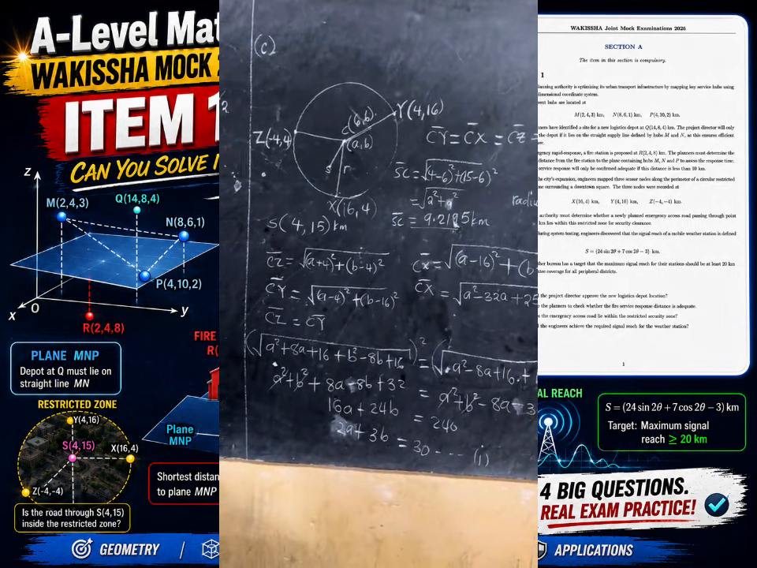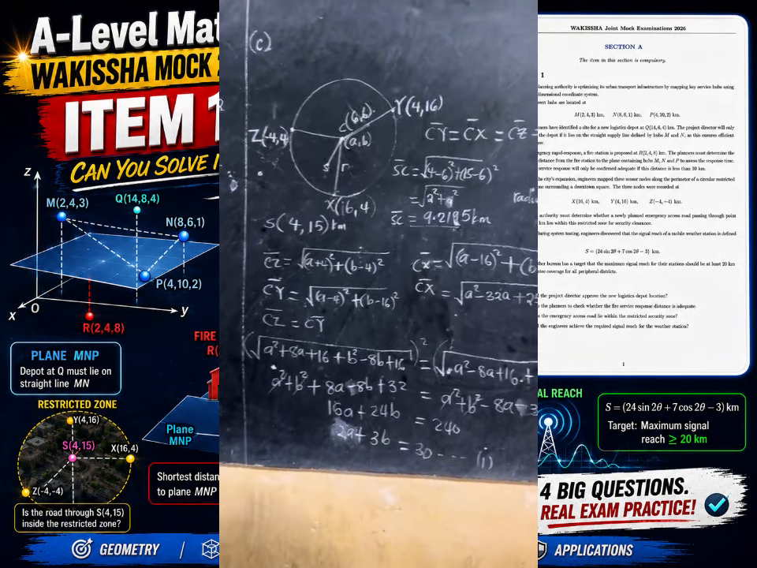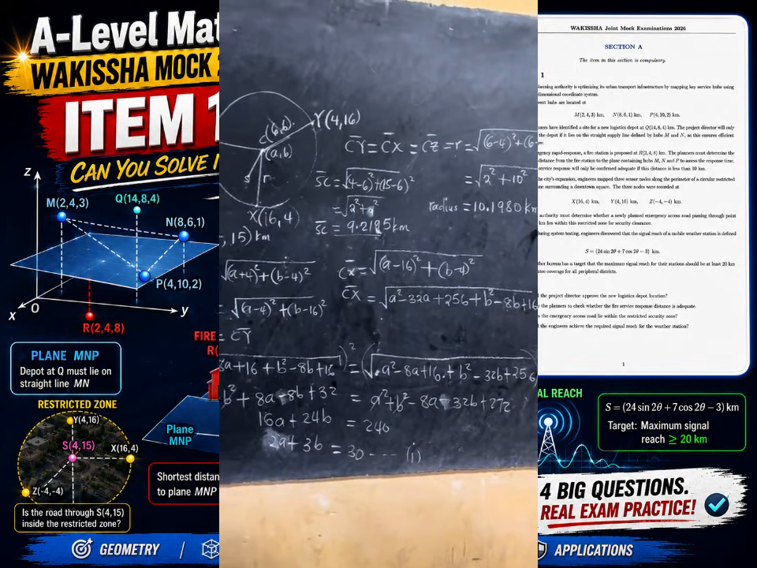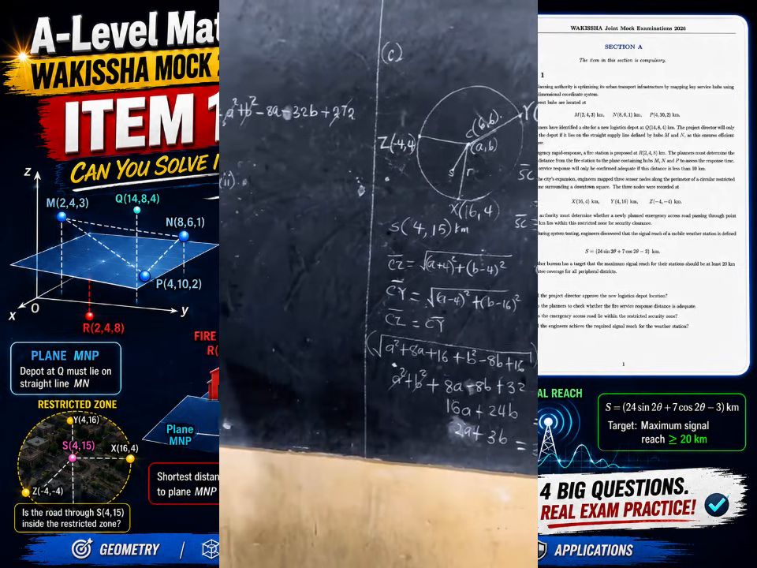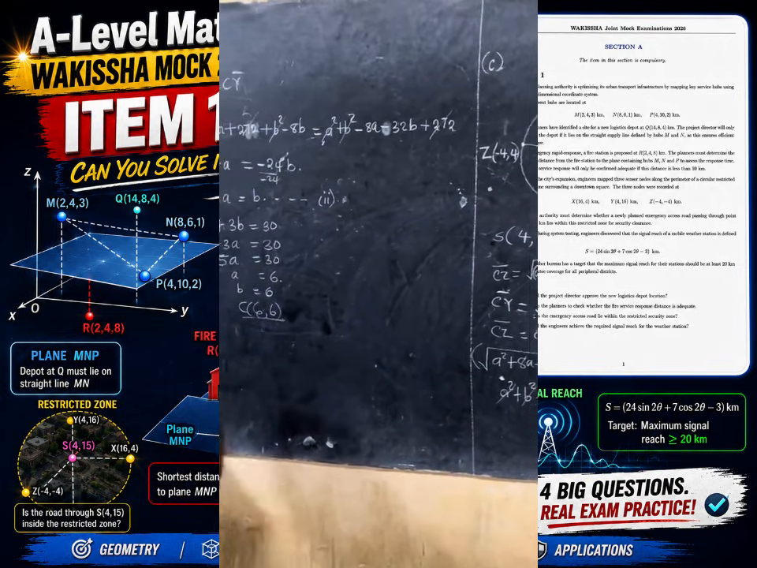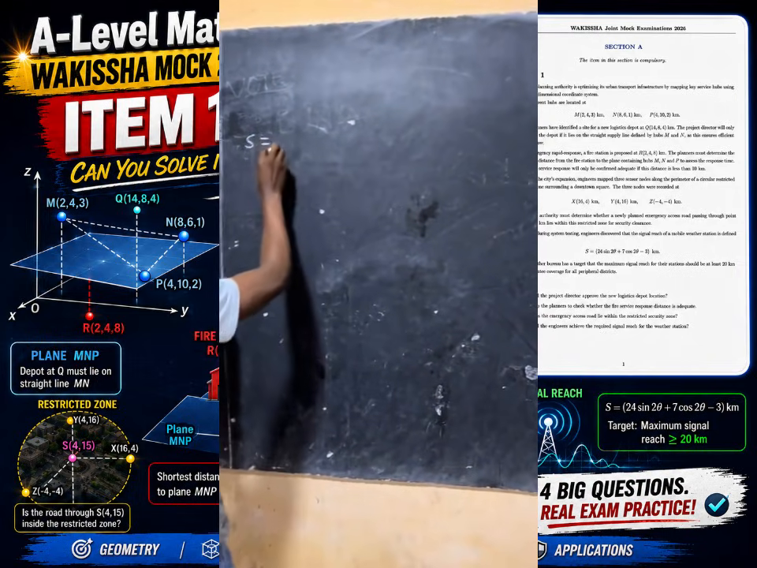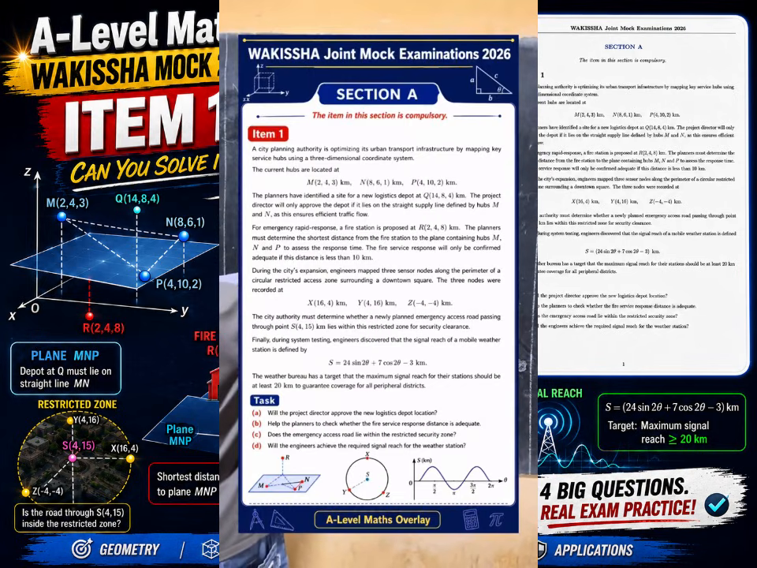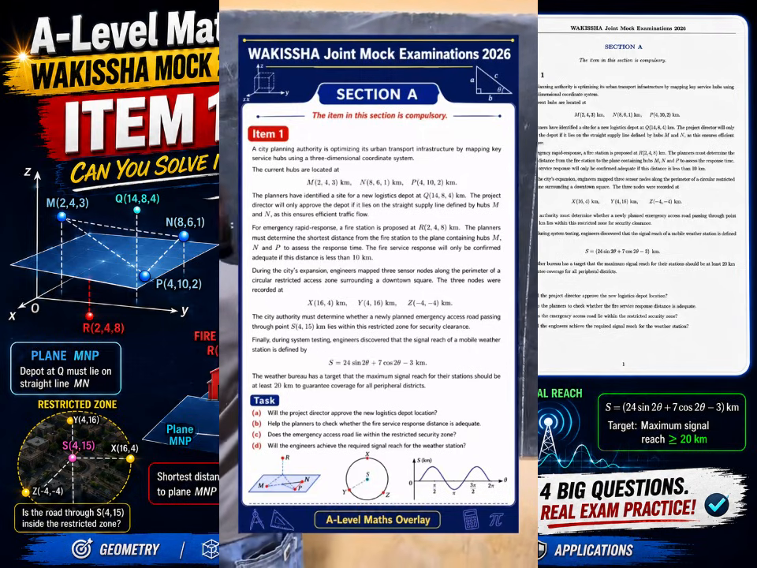Now we proceed with the same item. They say finally, during system testing, engineers discovered that the signal reach of a mobile weather station is defined by, this is how they defined it. They said the signal is defined by S is equal to 24 sine 2 theta plus 7 cos 2 theta.